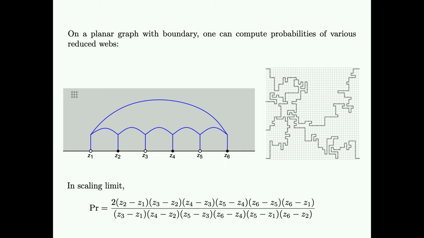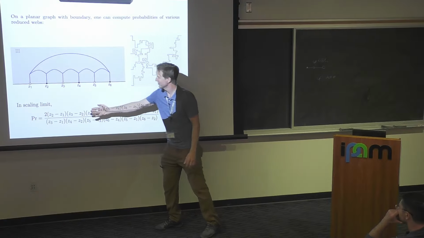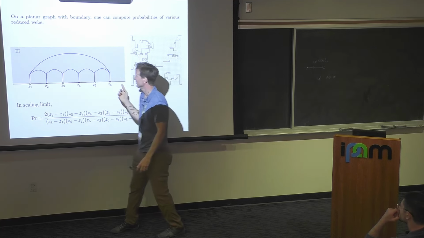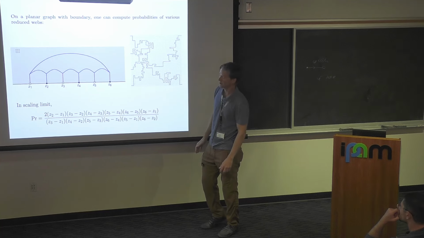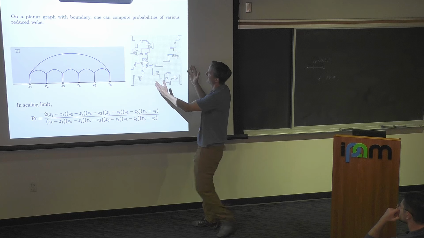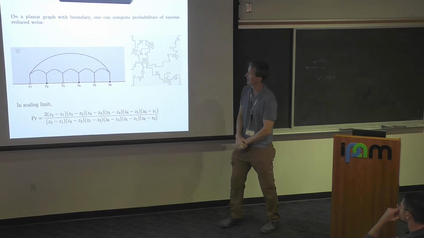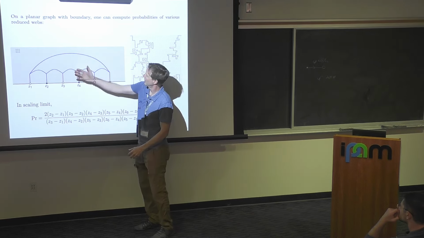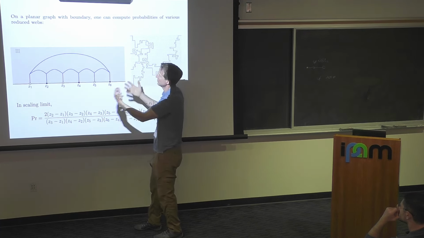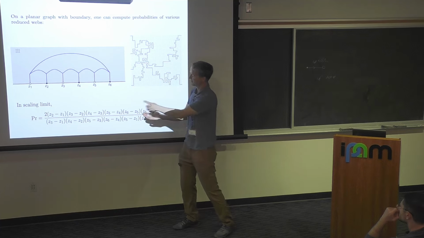Not really surprisingly, it's a conformally invariant quantity. Here it is as a function of the complex boundary points, z1 through z6. It's some product of cross ratios. It's clearly Möbius invariant. And you can imagine it for any other planar domain as well. There are a bunch of other reduced webs here. There's like 6, I think, total for these boundary conditions, 6 possible reduced webs. They each have some expression kind of like this.